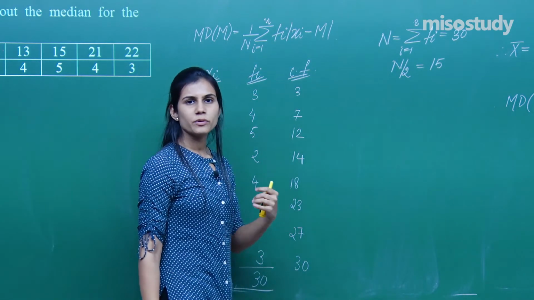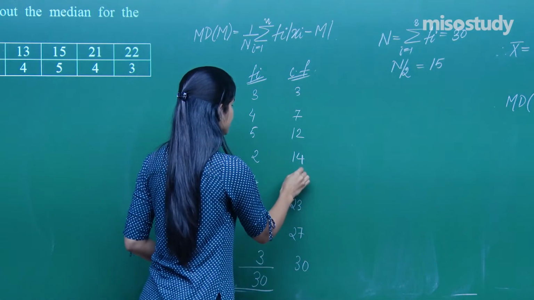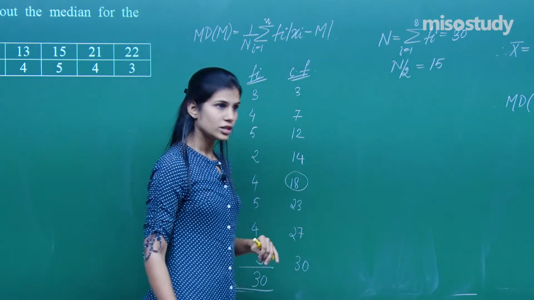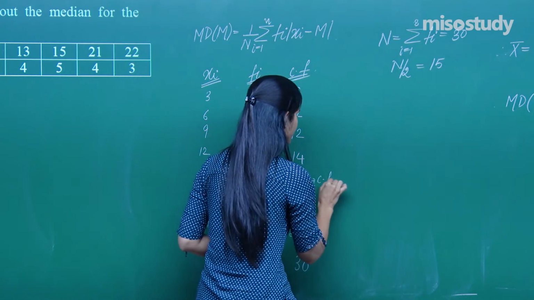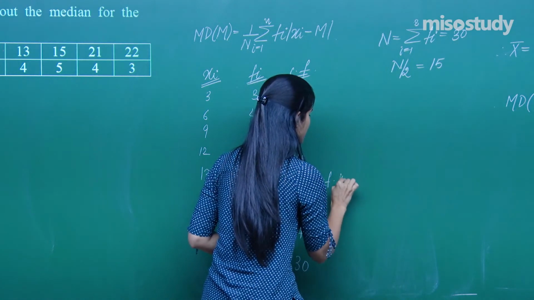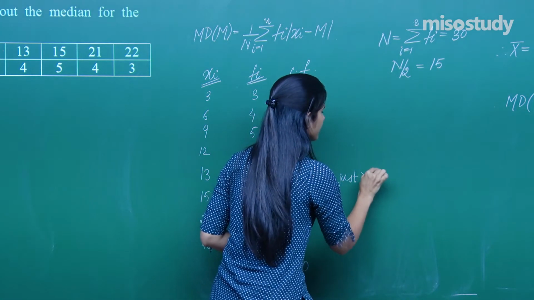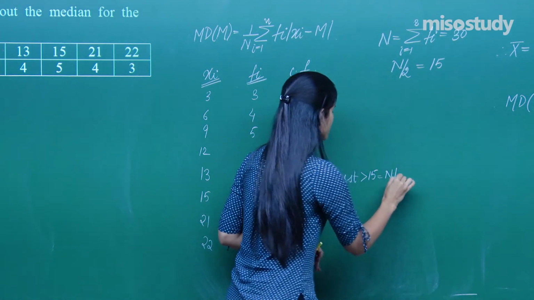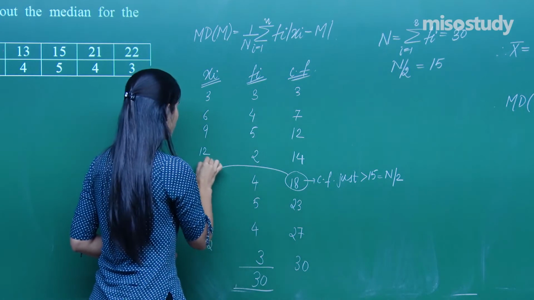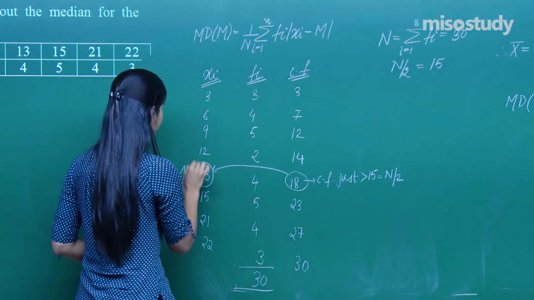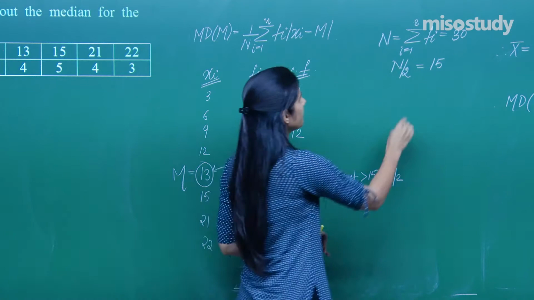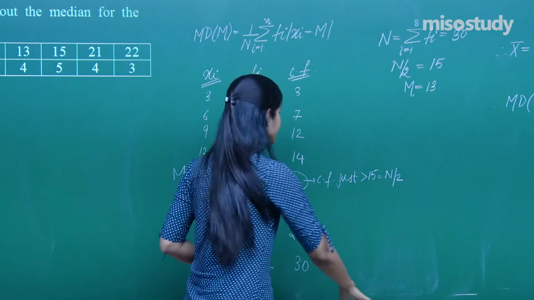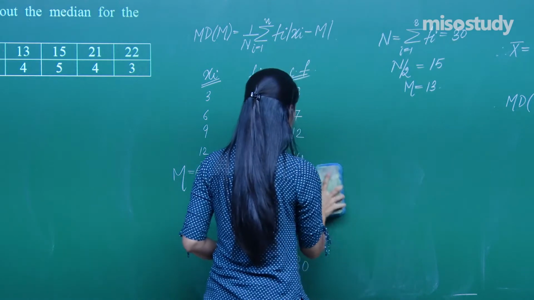Search for the cumulative frequency just greater than 15. It is just greater than 15 is 18. Cumulative frequency just greater than 15, that is N by 2. And the corresponding value of xi happens to be my median. So here median is declared to be 13.